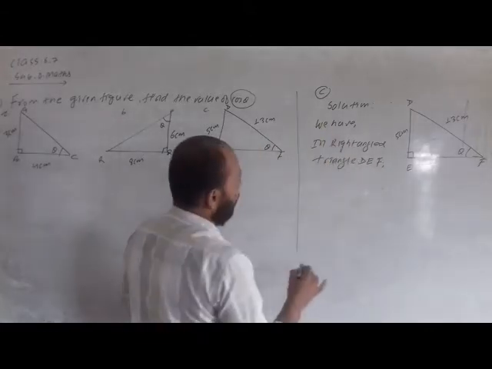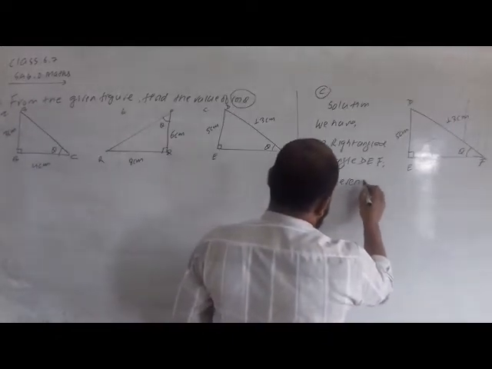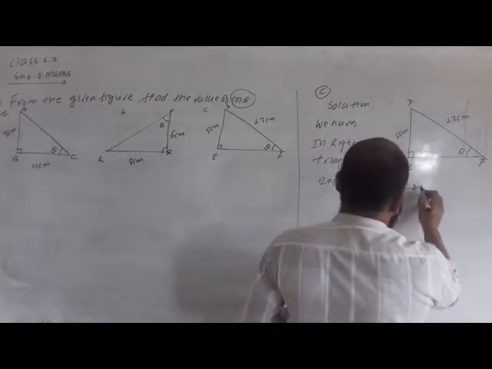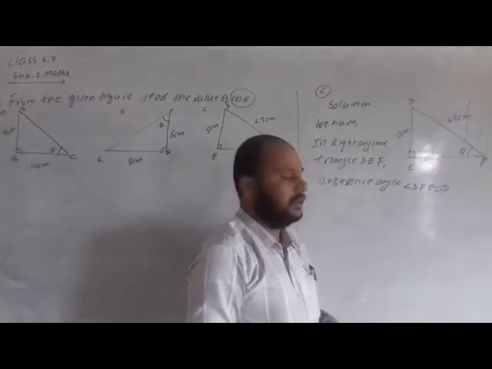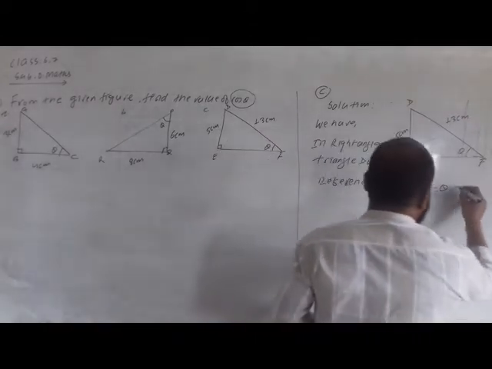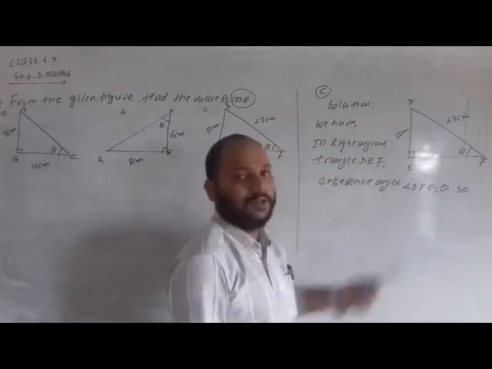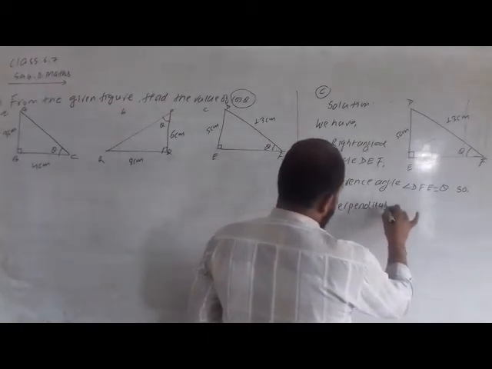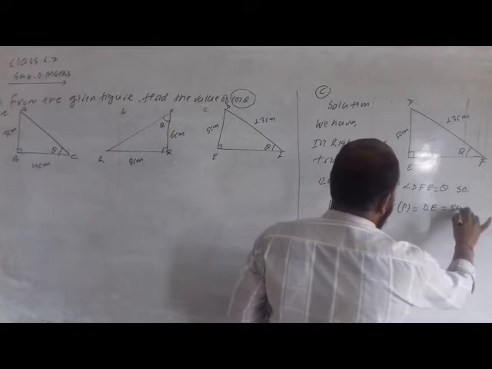In the right angle triangle DEF, we have the reference angle DFE equal to theta. First you write the given angle. This is the reference angle. And you know the side which is opposite to the reference angle is the perpendicular. So perpendicular P is equal to DE, which is given as 5 cm.